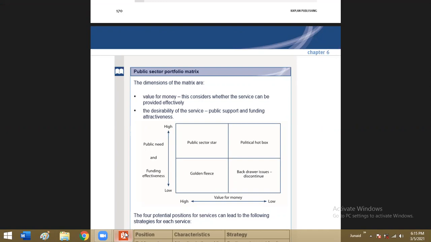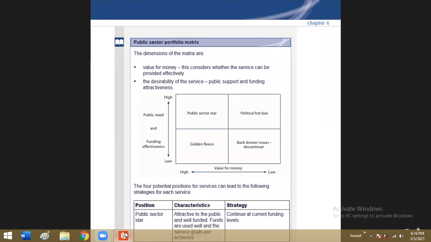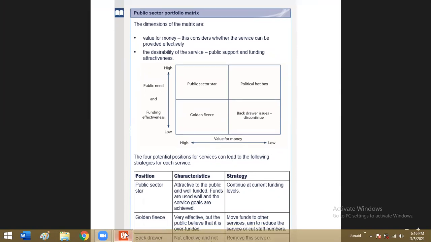Desirability of the service: how much the public wants it, public support, and funding attractiveness, and how government is involved in it, because we are talking about the public sector, so government decisions matter a lot. So we take public need and funding effectiveness on the y-axis, and on the x-axis we take value for money.